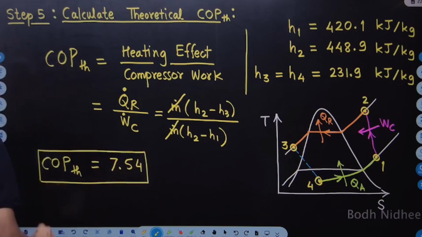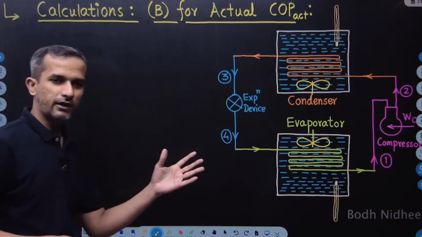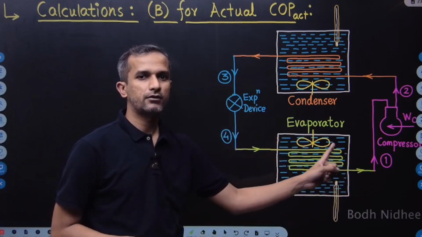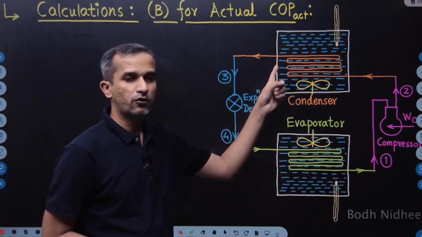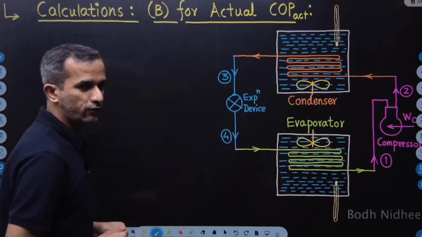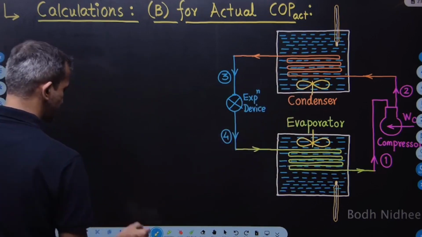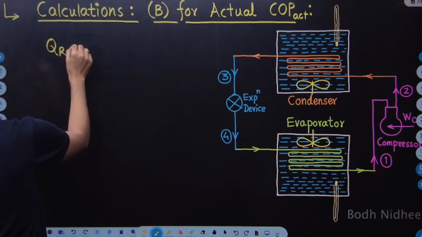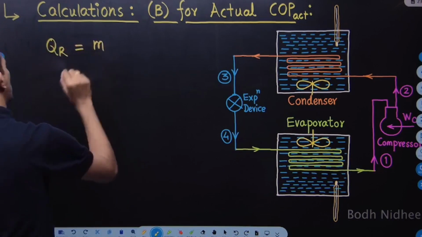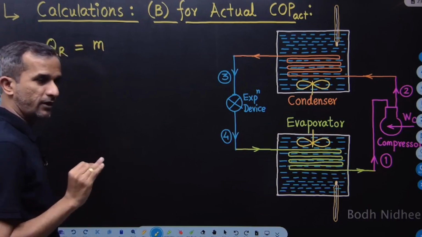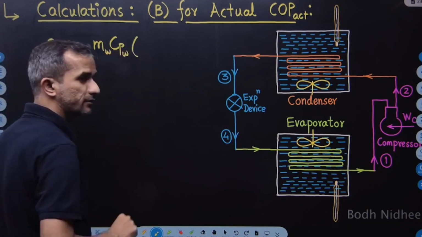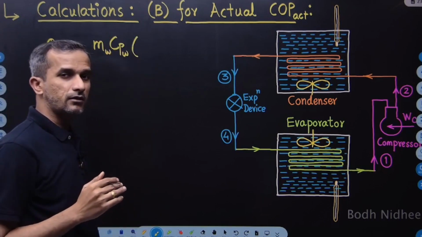COP theoretical. Now these are the arrangements we have already discussed. For the actual COP, we have used the shell and coil type of evaporator, shell and coil type of condenser. So how to find out the condenser heat? QR can be obtained as the known mass of the water we have placed, the Cp of the water, right? Then what is the temperature rise in the water?